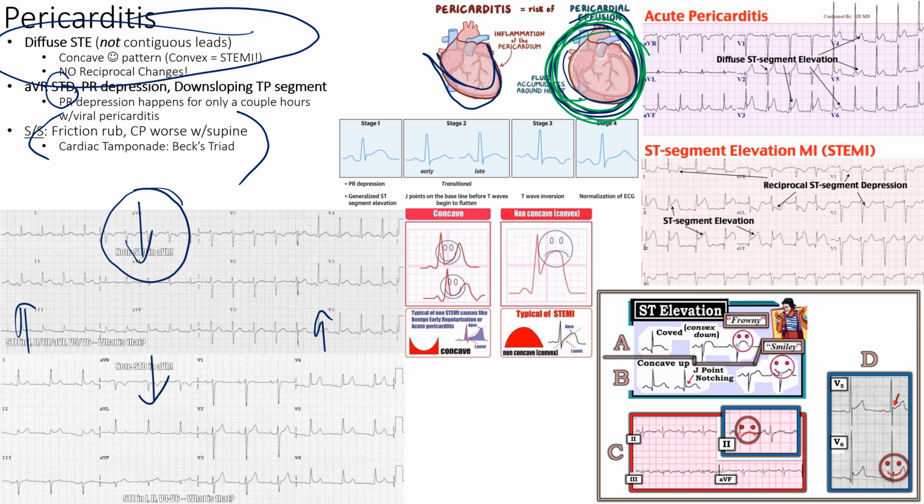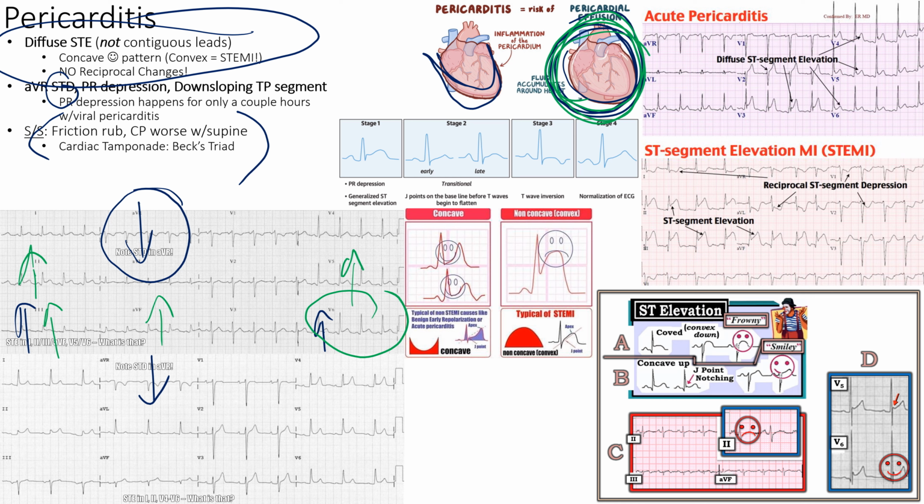Yes? So with the arrows that you have pointing up, what leads are those? So that's V6 over here. We got ST elevation, right? We got some ST elevation in lead 2. We got some in lead AVF. Leads 2, 3, and AVF are elevated. So it doesn't make sense. It doesn't have the regular pattern we expect, right?